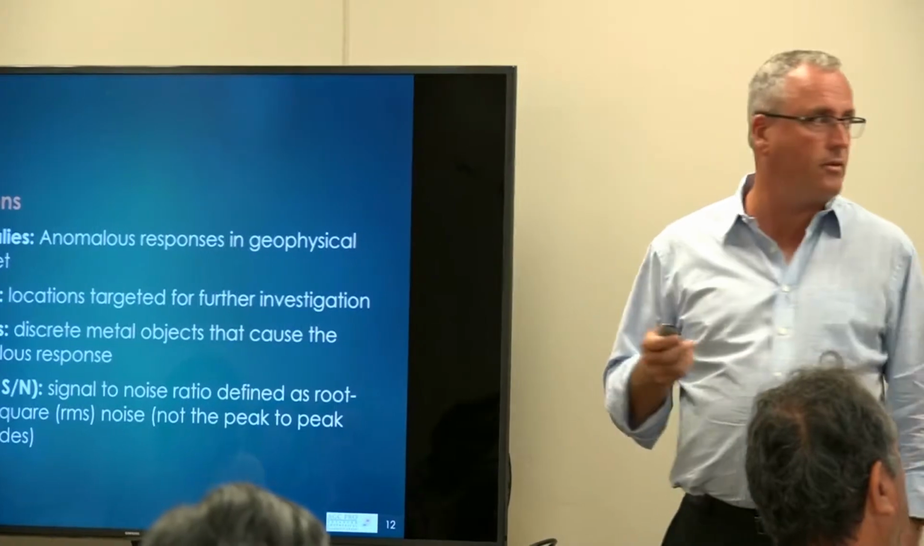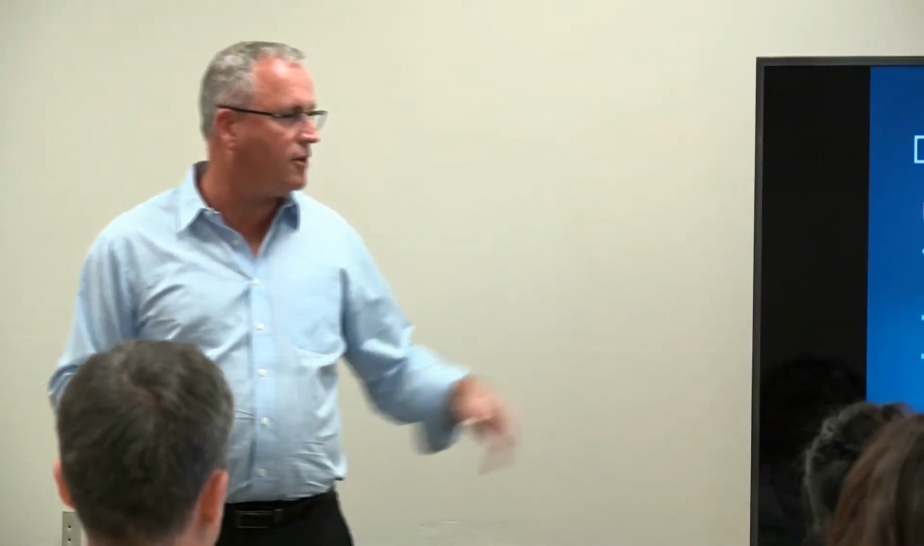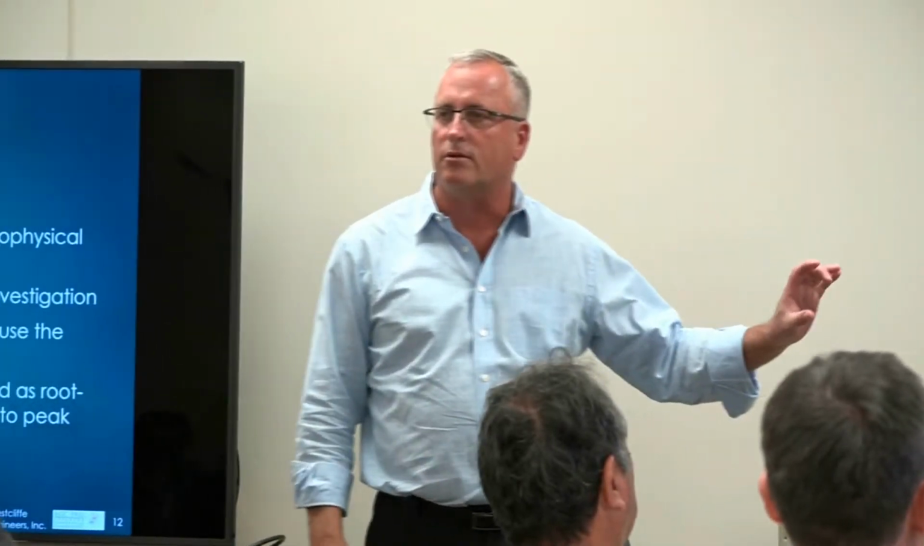So some definitions, just to be clear. Anomalies are responses in the geophysical data set. You can't go dig an anomaly. We all say we do it, but you can't. You dig the targeted location that you've discovered by finding the peak of the anomaly. Where is that peak located? So the targets are basically locations that are targeted for further investigation. It can be an intrusive investigation, it could be a cued investigation with an advanced sensor, but we're just saying, okay, we found something, we need to understand what the source of that is. When I use the word source, that's the discrete metal object that we're worried about that caused the anomaly.